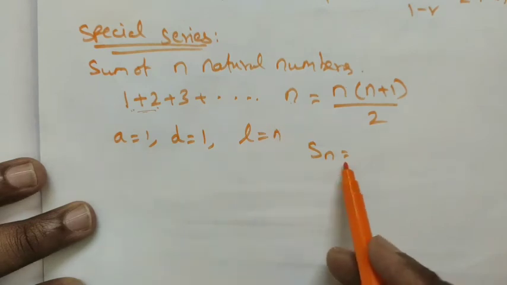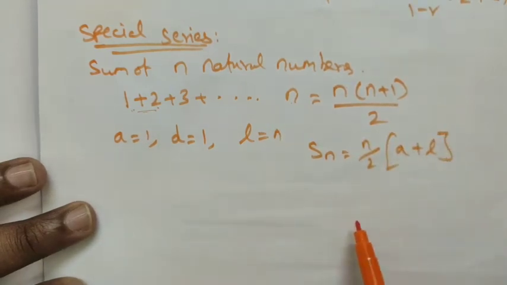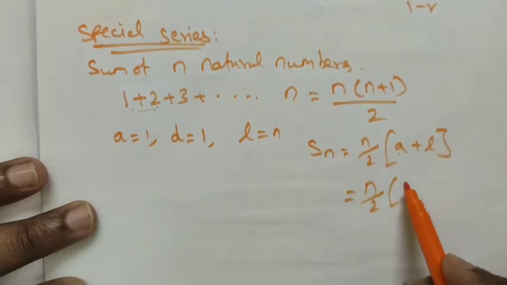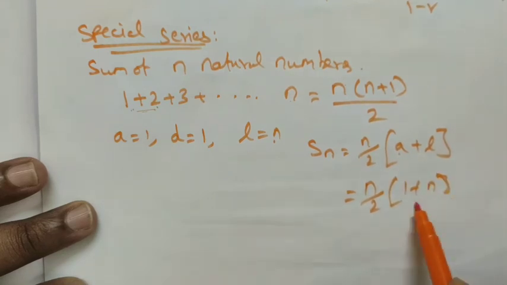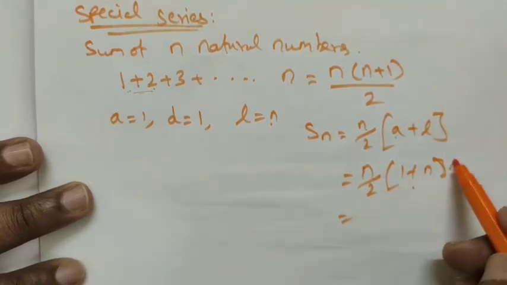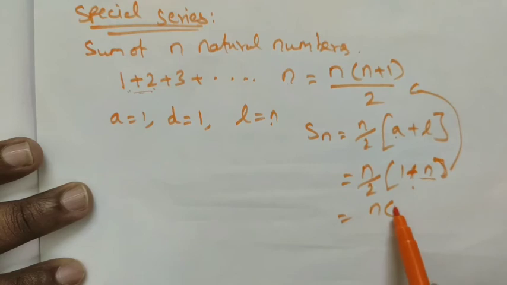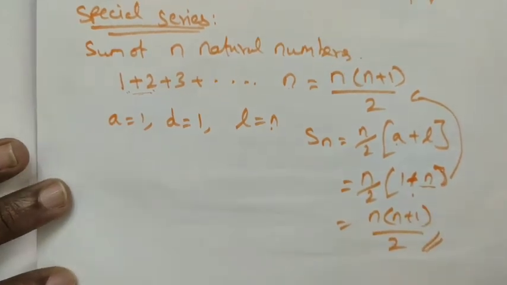The sum of the nth term Sn is equal to n divided by 2 into a plus L, is the formula, right? Here a is equal to 1 and L is equal to n. So we can write it like this, n into n plus 1 divided by 2. This is the form of the sum of n natural numbers, right?